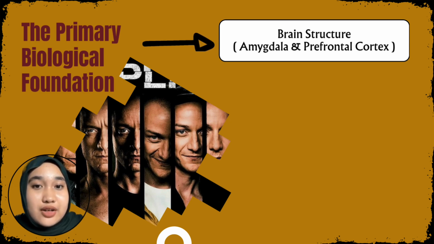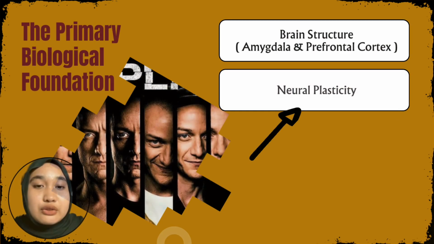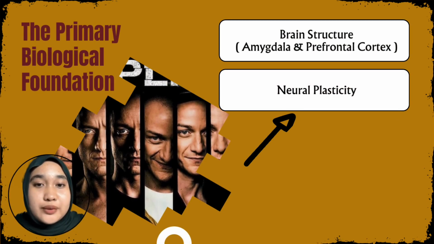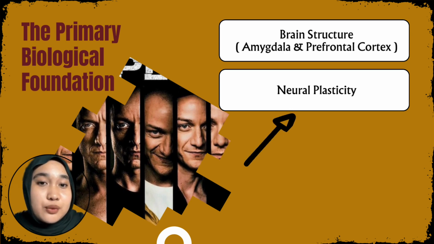Problems in these areas can explain why Kevin's personalities act so differently and why his sense of self feels so broken. Next, neural plasticity, or the brain's ability to adapt, helps to explain his condition. Kevin's traumatic childhood likely caused his brain to separate memories, emotions, and behaviors into different identities.